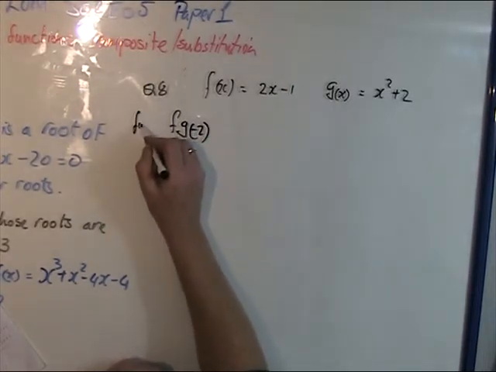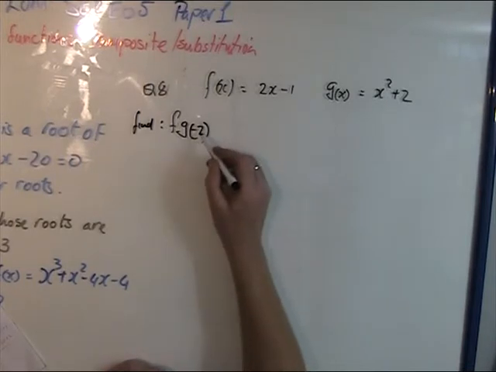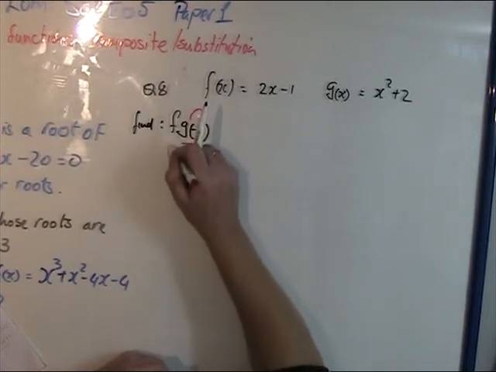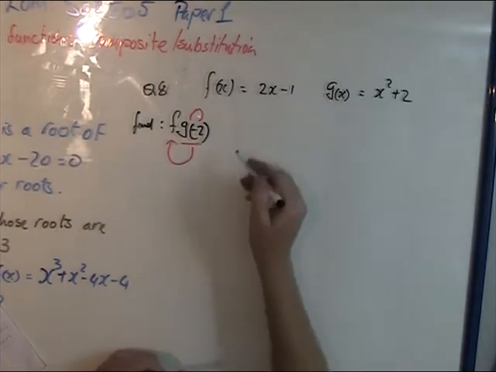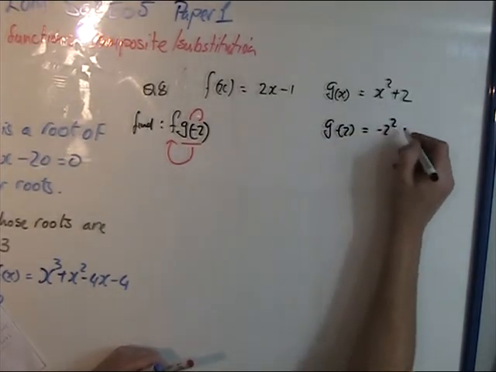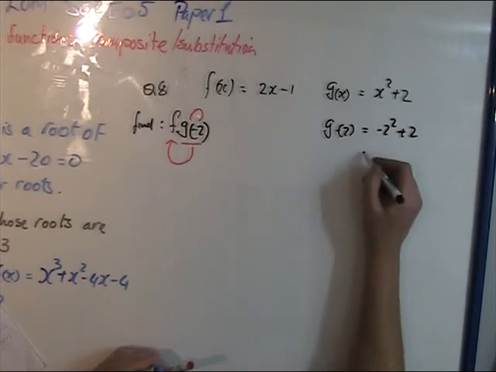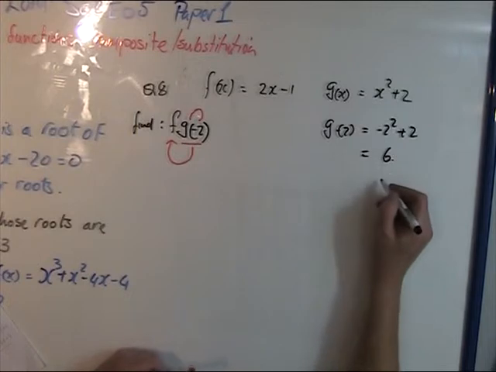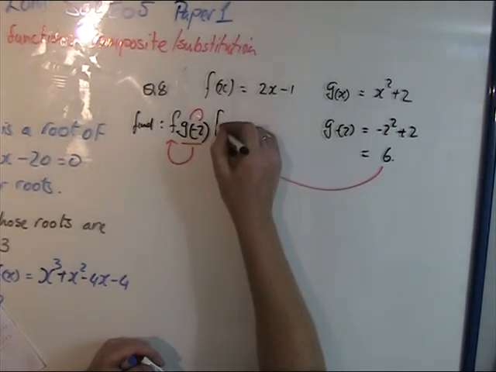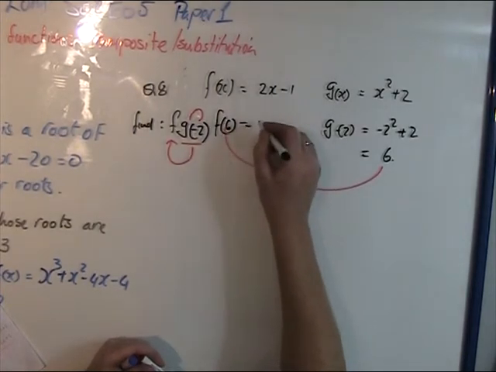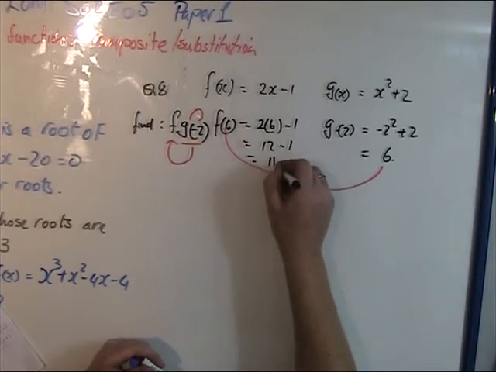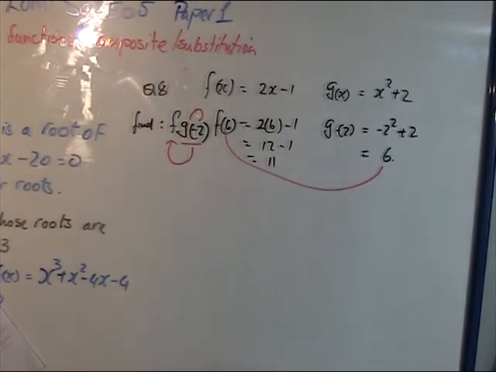Now we had one of these questions before. So find this value. So now what I have to do is put minus 2 into g, and whatever answer I get I must put it into f. So we'll try that. g of minus 2 is equal to minus 2 squared plus 2. Minus 2 squared is 4, plus 2 is 6. And then I put it into f of x. Okay, you follow this? So f of 6 is equal to 2 times 6 minus 1, which is 12 minus 1, which is 11. Okay? Right?